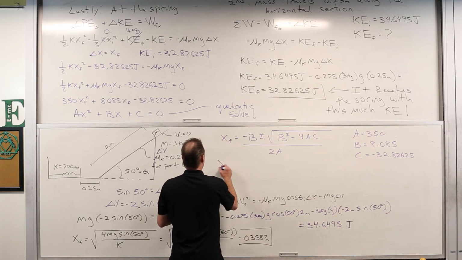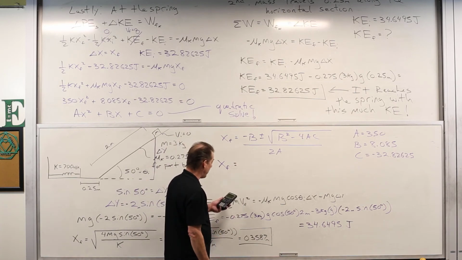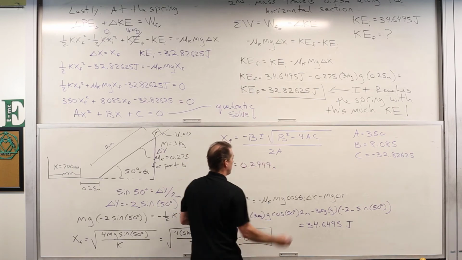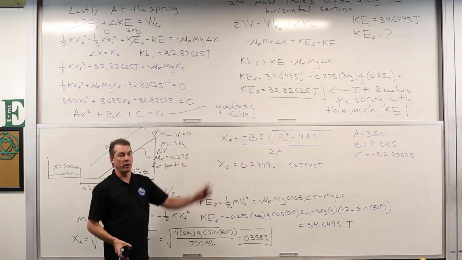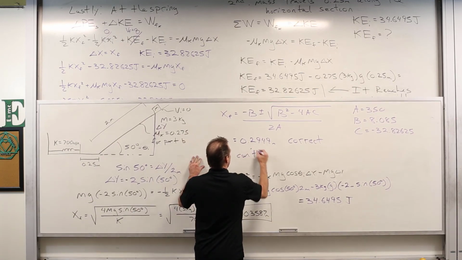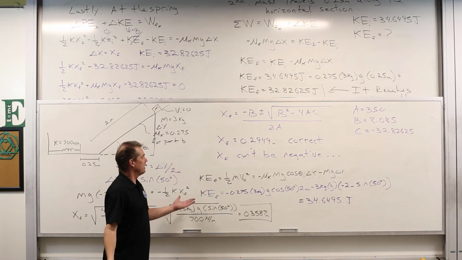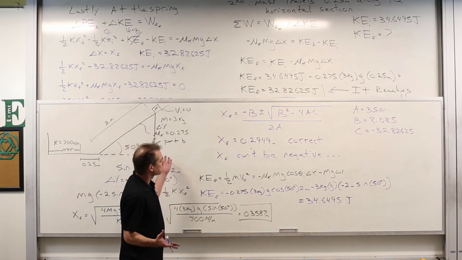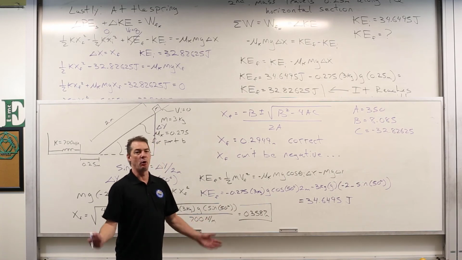I get two answers, one that is correct and one that is incorrect. The correct answer is positive 0.2949, and that will be meters. There's another answer. We get one for the plus, one for the minus. The wrong answer is the negative one. x final can't be negative. Why not? Because it's a positive quantity. It's how much it's been stretched or compressed relative to the equilibrium position. The negative answer mathematically is possible, but physically has no sense attached to it.